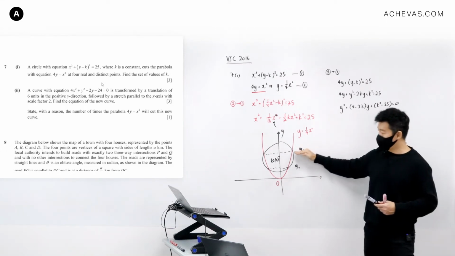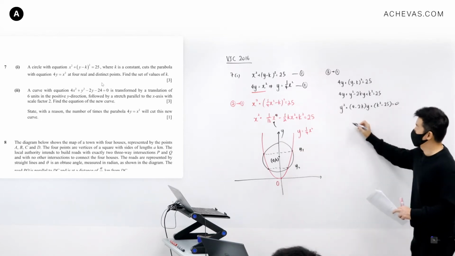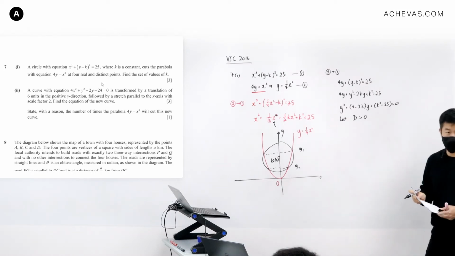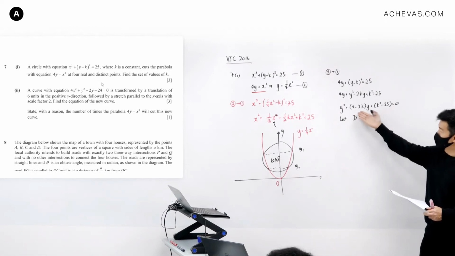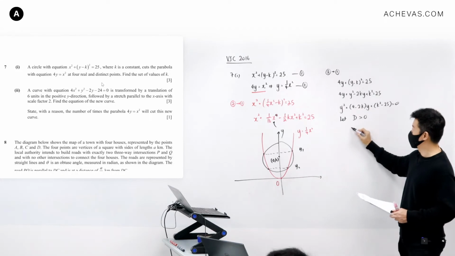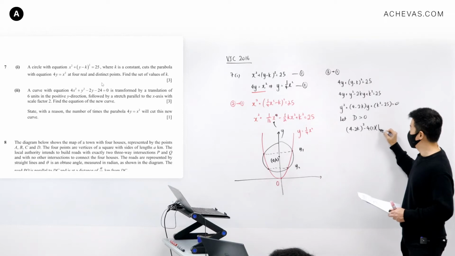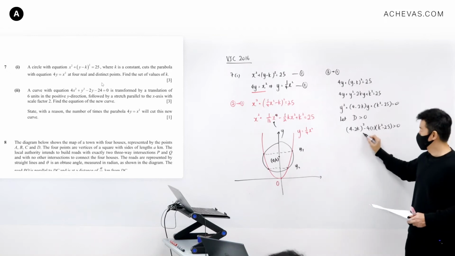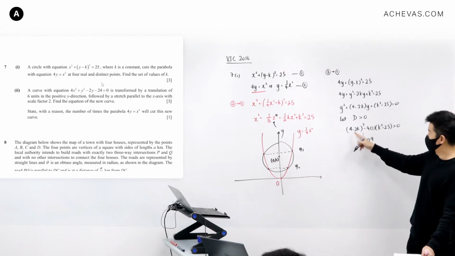In order for me to have 4 intersections, I need to have 2 distinct y coordinates. And to have 2 distinct y coordinates, I'm going to let the discriminant here be bigger than 0. To have 2 distinct roots to this equation, I'm going to let the discriminant be strictly bigger than 0. So b squared minus 4ac is bigger than 0. If you were to work on this and find k, you will end up with k less than 29 over 4.